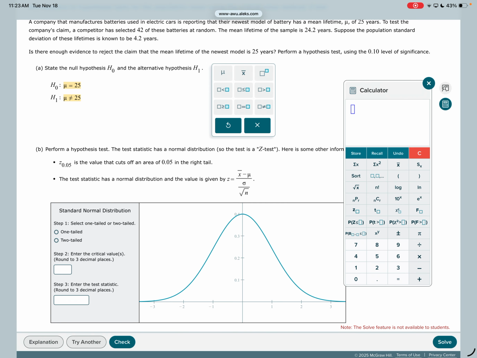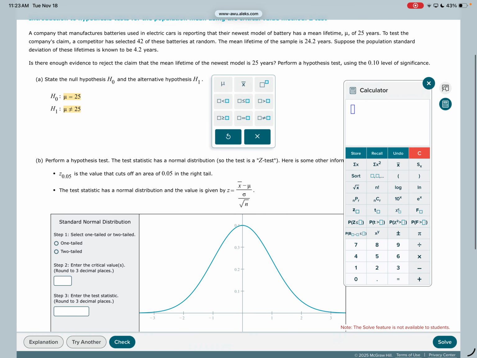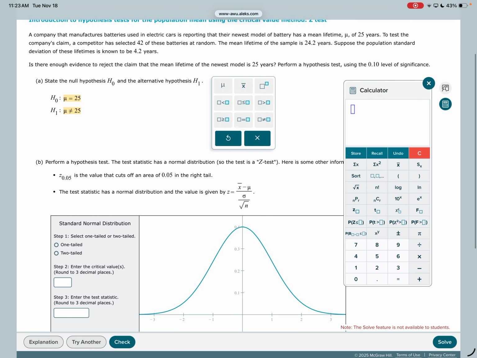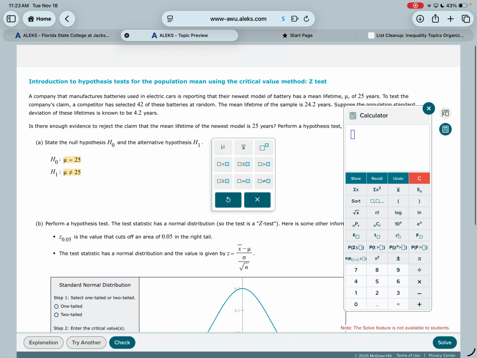So the first one is always going to be equal. The next one's going to be less than. And we got our answer. Okay, so one tail or two tail?